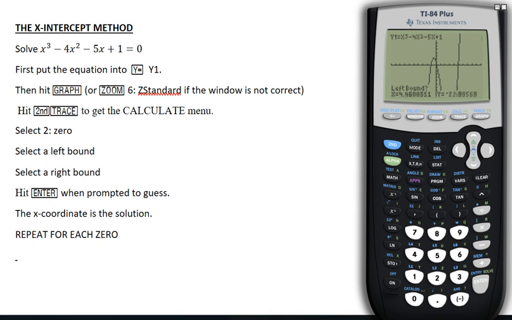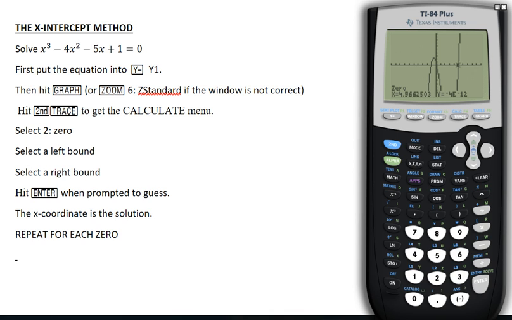Now it's coming back up. Once I get to negative 10, it'll start. There it is, back on the screen. And I'm close to that point, but I'm still to the left of it. So I hit enter. And then move to the right and go past the point. That's enough. Enter and guess. I just need to hit enter. And there is my solution.